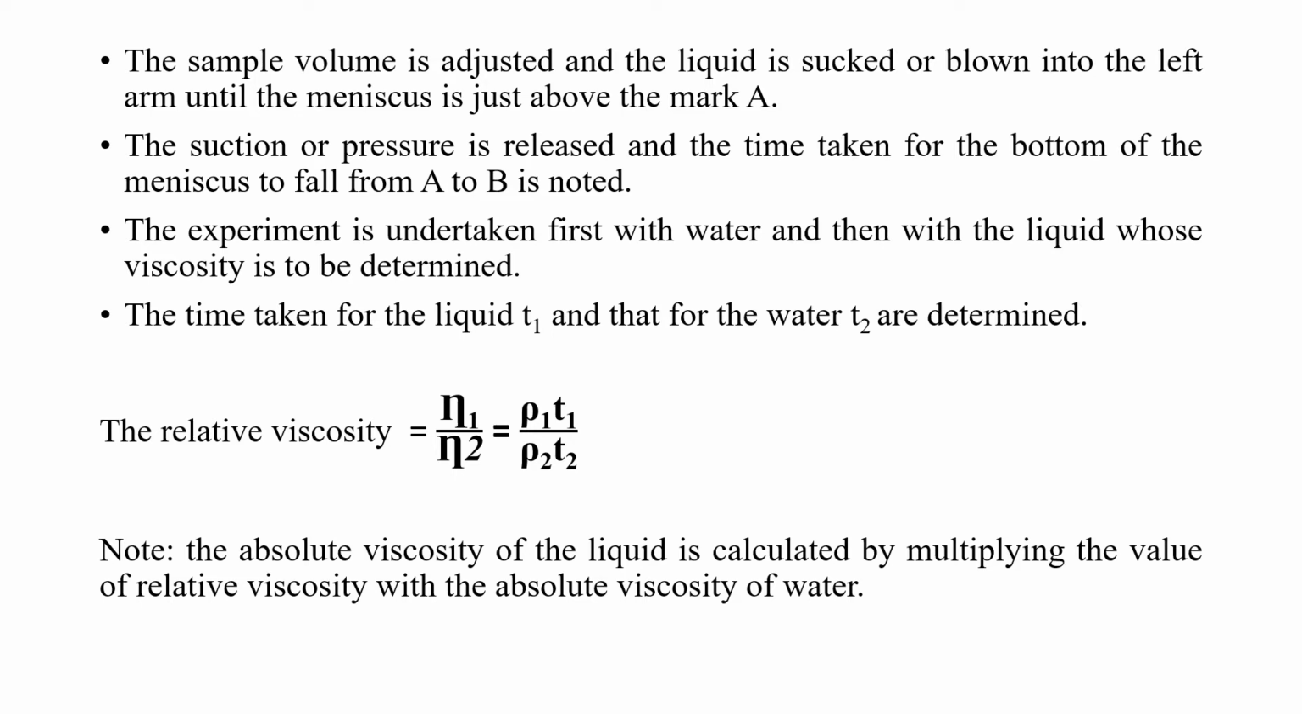We already know the viscosity of the standard one. So, only eta 1 we need to find out. Eta 1 by the known value is equal to rho 1, the density of the test liquid, times the time taken by the test liquid to flow, by the density of water times the time taken by the water to flow. So by cross multiplication, eta 1 is equal to rho 1 T1 by rho 2 T2 into eta 2.